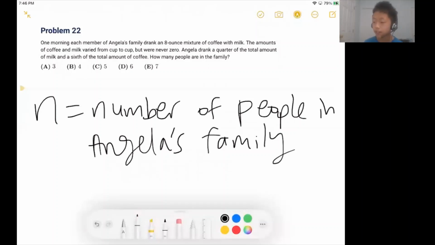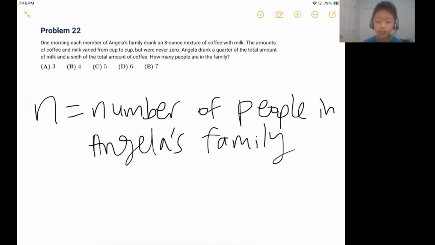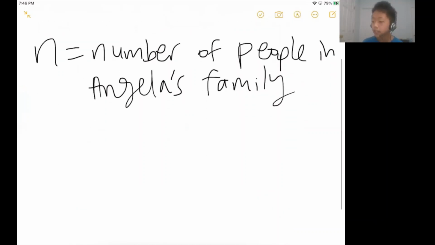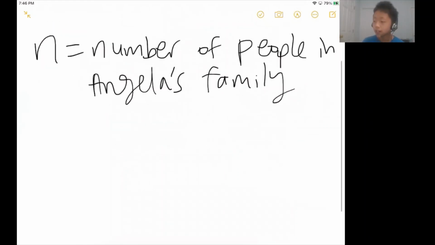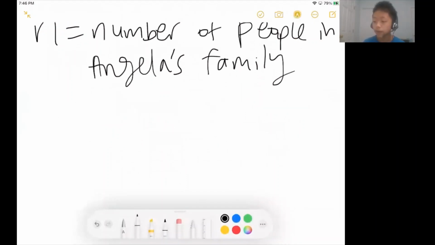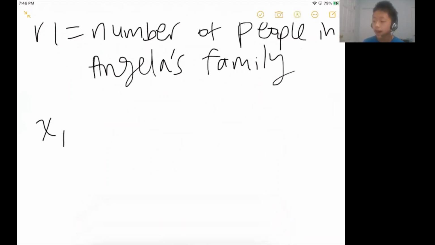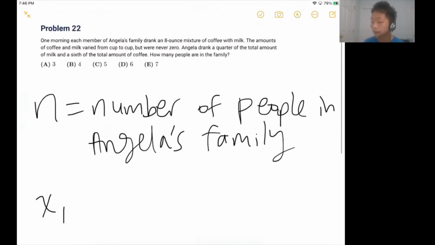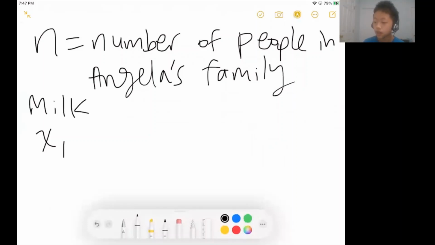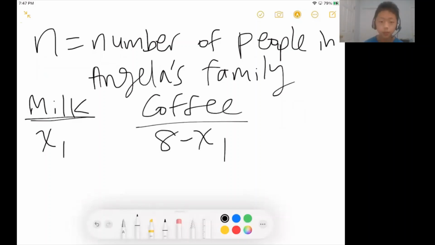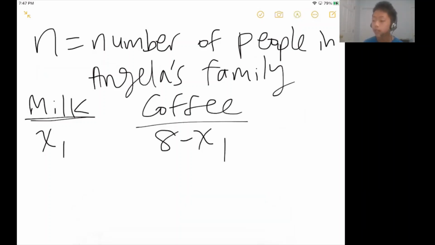Now for each family member, let's first focus on the first family member. Let's first take a look at Angela, right? Let's say that Angela drank, let's just call a variable x1. So x1 represents the amount of milk that she drank. If Angela drank x1 amount of milk, that means she drank 8 minus x1 amount of coffee, because we know the total amount of milk and coffee has to always equal 8 ounces.